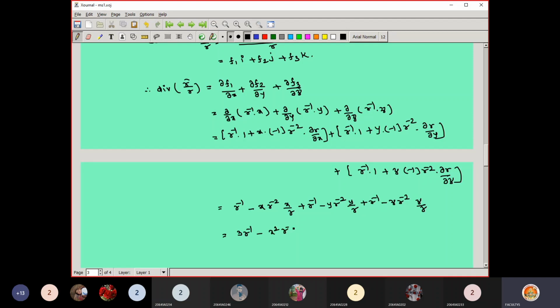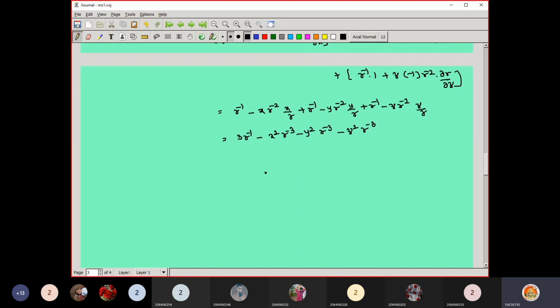If I take to the numerator R power minus 3, minus Y square R power minus 3, minus Z square R power minus 3, so this is equal to 3 R power minus 1. If I take minus R power minus 3 common, so X square plus Y square plus Z square. So it is nothing but 3 R power minus 1 minus R power minus 3, that becomes R square.